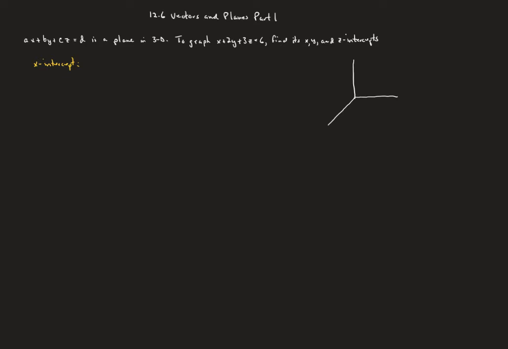We're going to talk about section 12.6, vectors and planes, and this will be the first video. So in space, in 3D, an equation of the form ax plus by plus cz equals d is a plane. To graph these can be a little tricky.